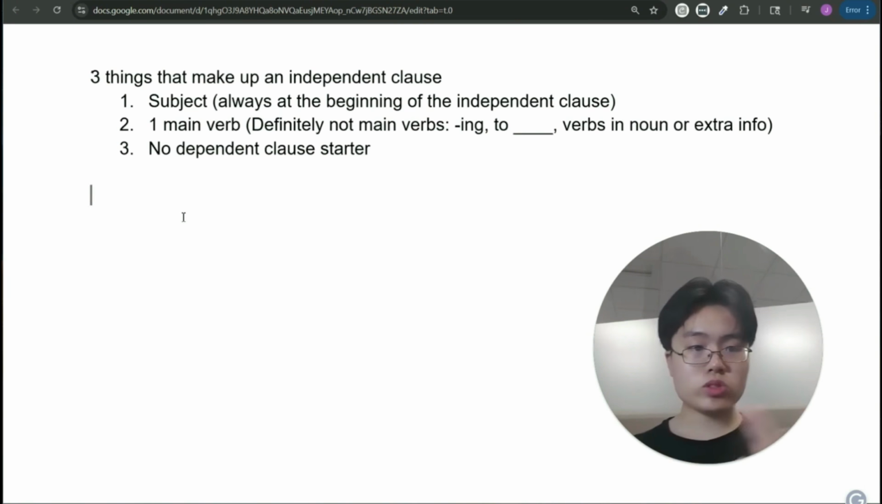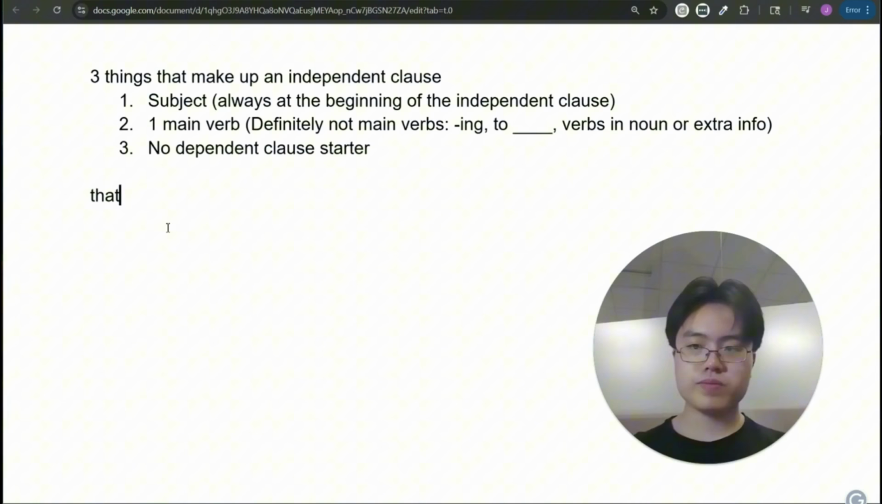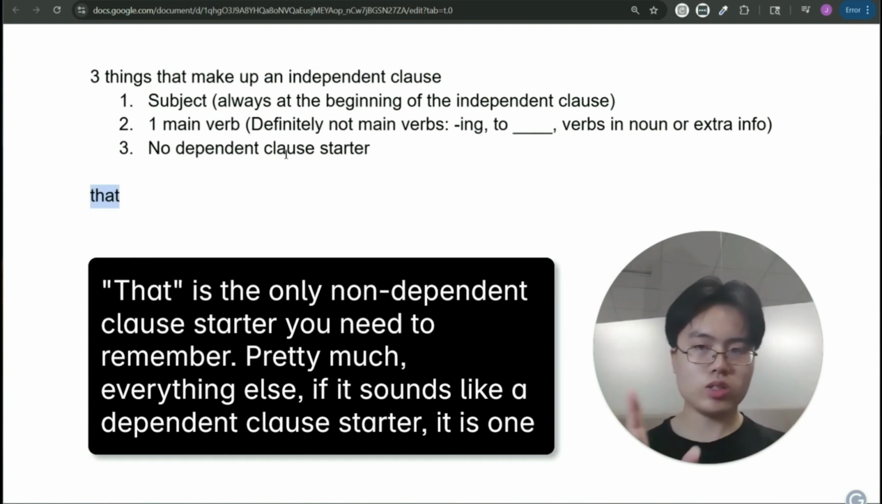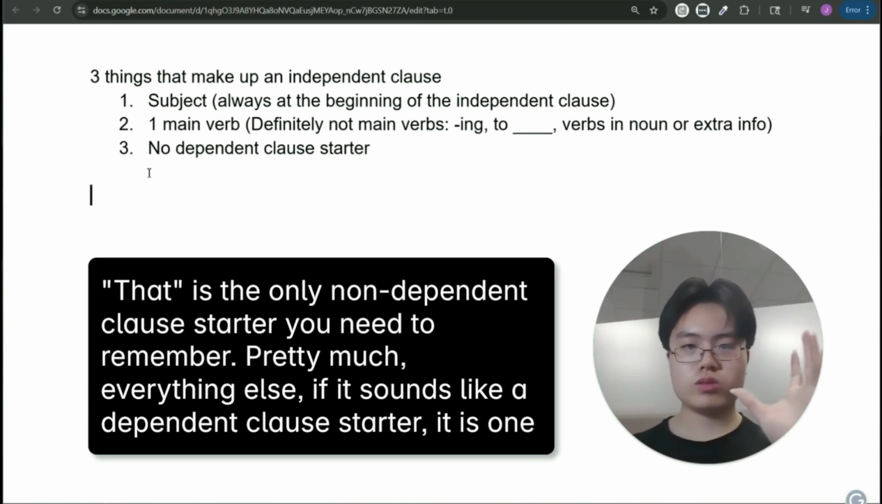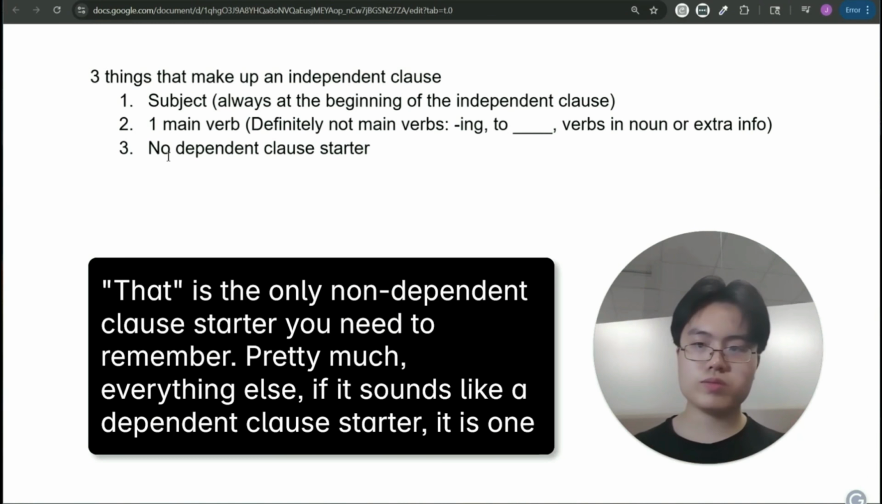By far, the most common word that people think is a dependent clause starter, but actually isn't, is the word 'that'. That is not a dependent clause starter in any world. By the way, it's just not. And I think if you do more of these questions, you get used to it. But I'll save you lots of time: if you see the word 'that', it's not a dependent clause starter. That's usually a start for additional information.